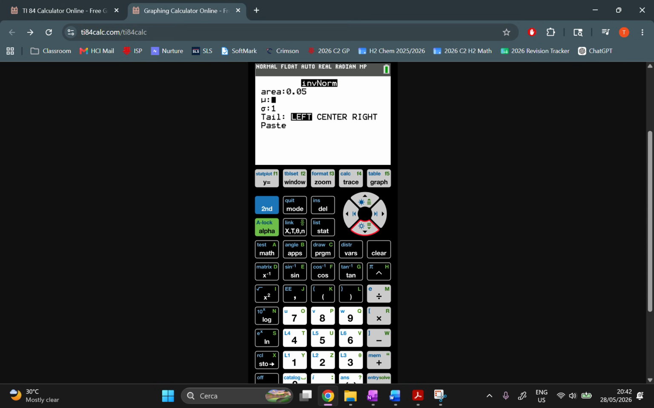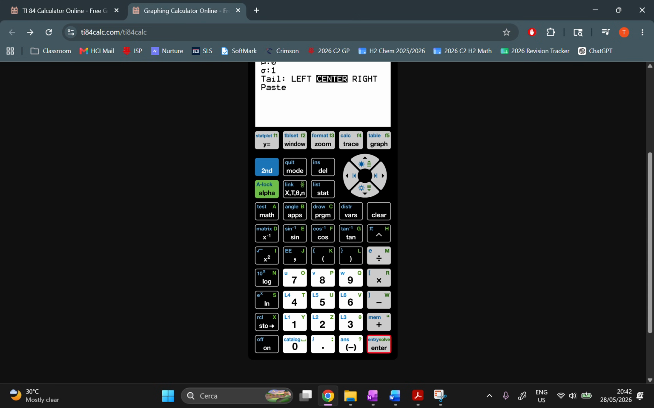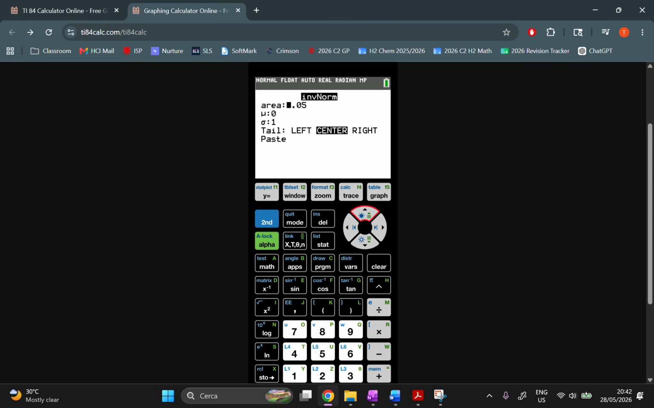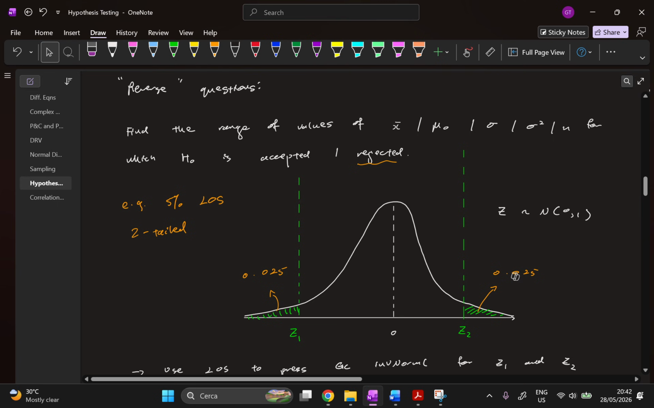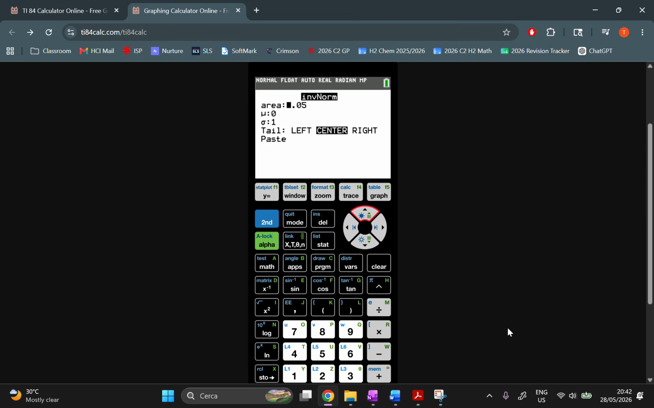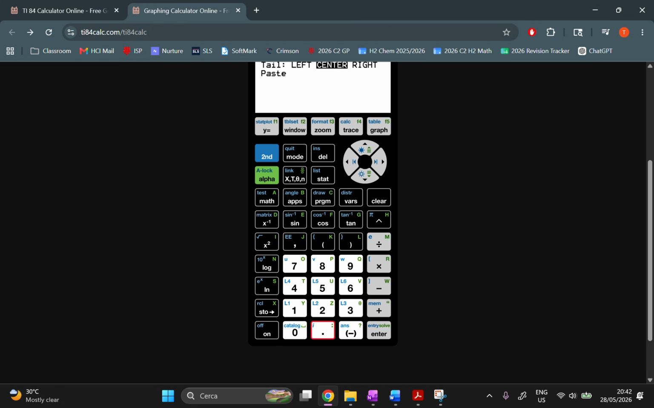So I inverse norm, I switch this to center. Okay, is my area still 0.05, ladies and gentlemen? No, right? Because if this shaded area plus this shaded area is 0.05, and the area under my normal distribution is 1, what's my area from here to here? It's going to be 0.95. My area should be 0.95.